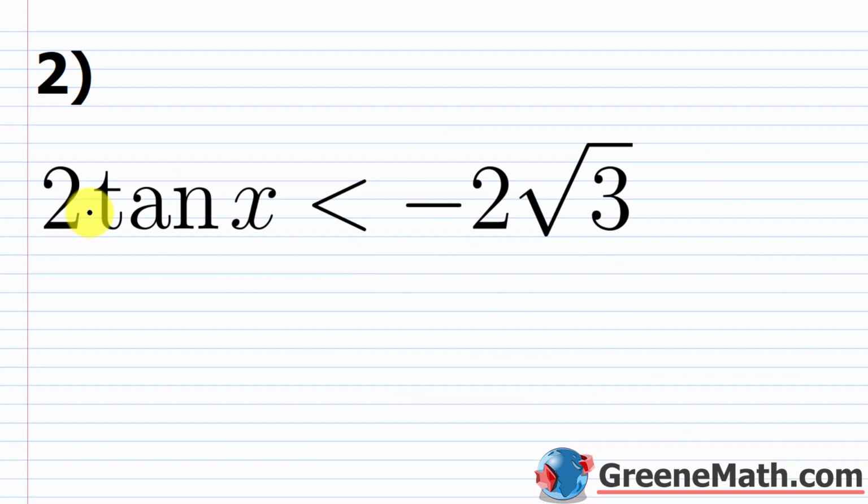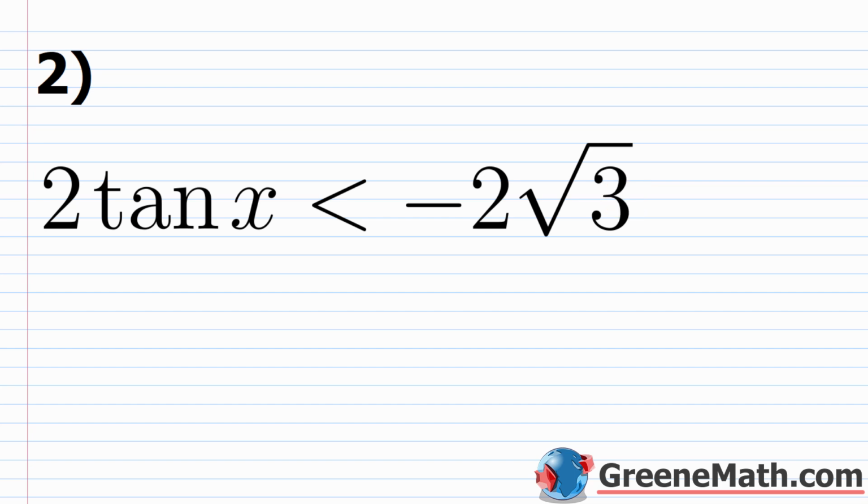So here we have 2 tangent of x is less than negative 2 times the square root of 3. You can solve this just like the last problem: isolate the tangent of x on one side, have a number on the other, and then go to the unit circle and put your solution together. The problem is it's not as straightforward because the tangent values are not on the unit circle. If you have them memorized, you can do it like that. But what I'm actually going to do is use a table.